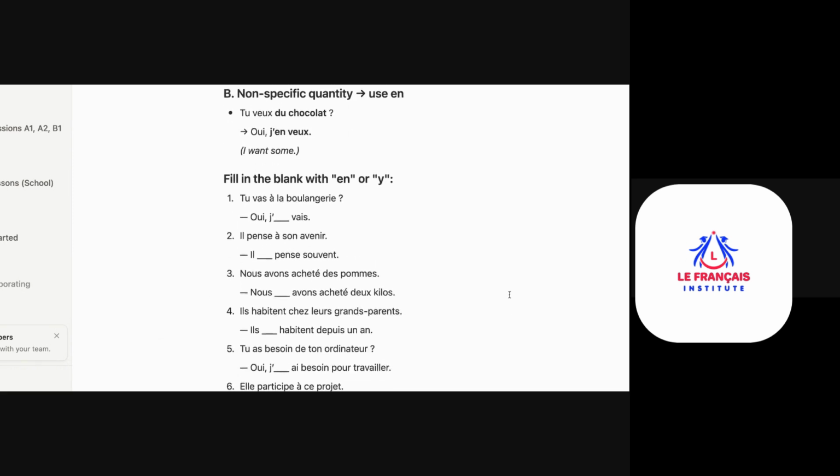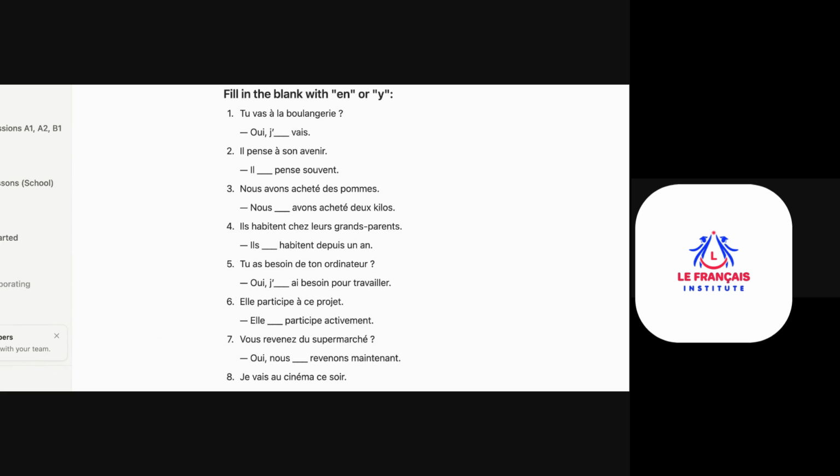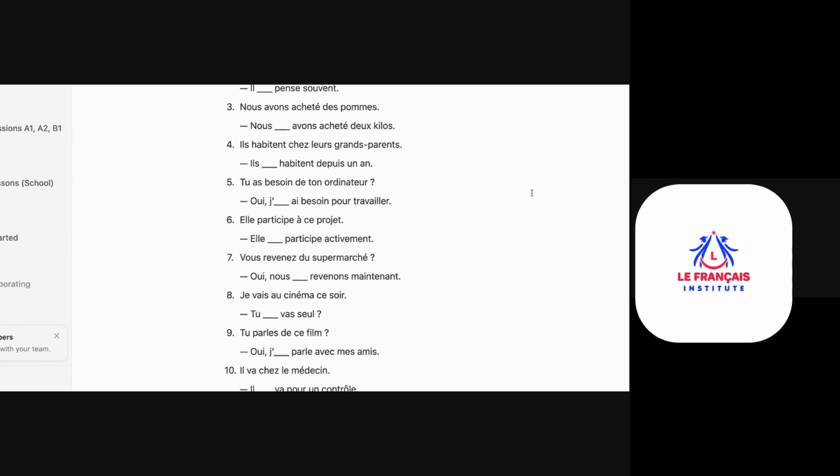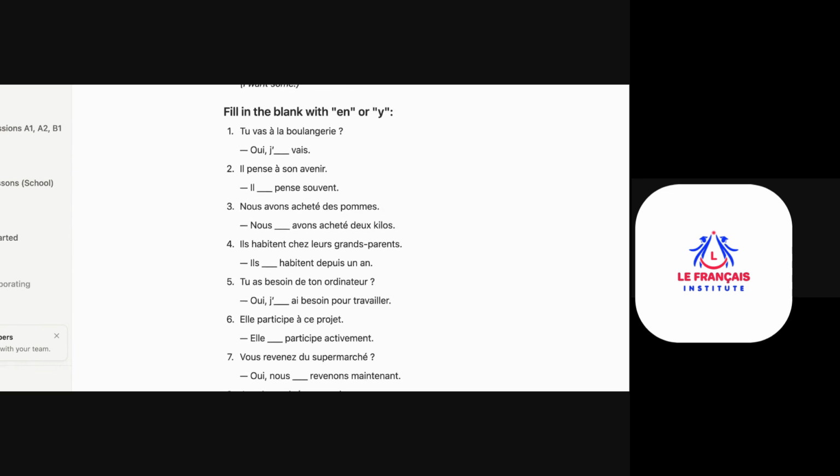So, à la boulangerie. What is the complement that is introduced here? There is a place complement being introduced. Boulangerie, bakery. À la boulangerie. So place, if it's y or en, I'll be using y. J'y vais. Yes. Yes. So in a similar fashion, try and solve the rest. Once done, you can let me know. We can discuss in class.